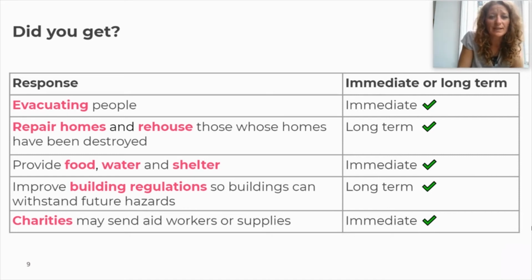Okay, improving building regulations, so buildings can withstand future hazards. That's really important, but it is absolutely a long-term response to a hazard. And then charities may send aid workers or supplies. Now, that is an immediate response. And there are a really huge number of charities that can do that. They will send personnel, they will send supplies like food and water and help people that have been the victim essentially of a natural hazard so that they can survive in the next few days and few weeks.